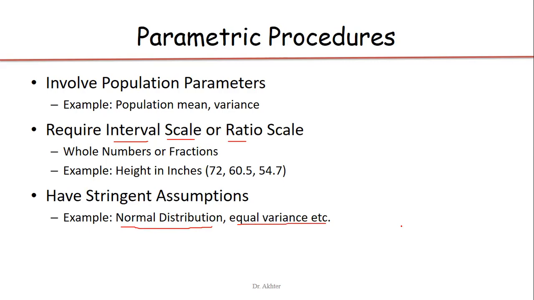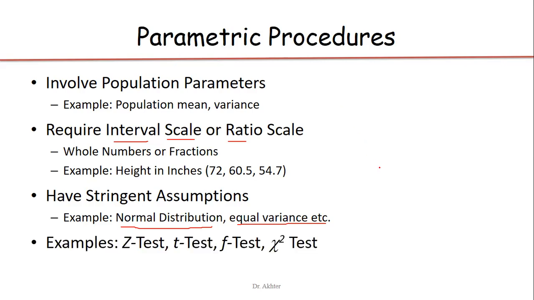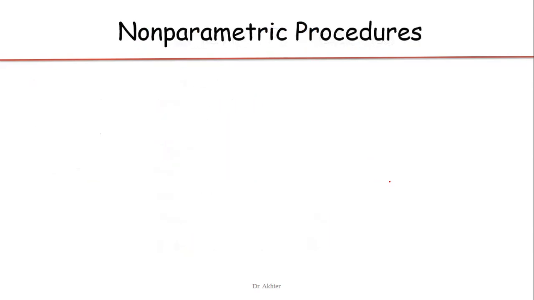So we will describe the procedures in the parametric list, and every procedure contains its own set of assumptions that must be checked before applying that parametric procedure. Z-test, t-test, F-test, chi-square test, these four tests are referred to as parametric procedures in statistics. And every test has its own set of assumptions that must be checked before applying the procedure.